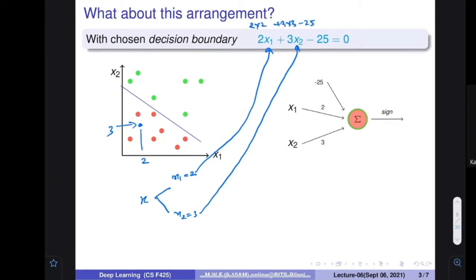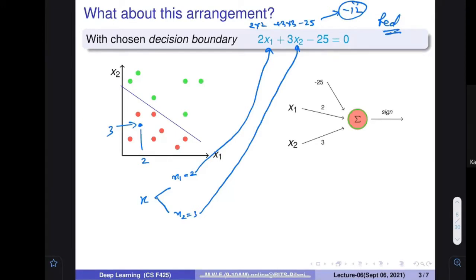Can anybody solve for me? What is the value? Can anybody find out the value for me? What is this value? -12, sir. Yeah, just type, that is fine. Okay, this is minus 12, means it is negative, means it is a red point. This is the classification.